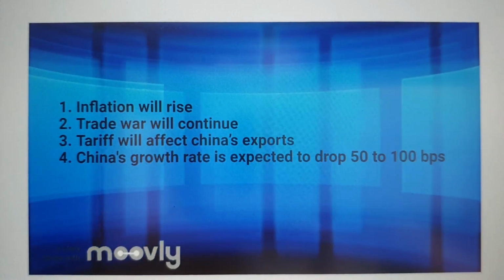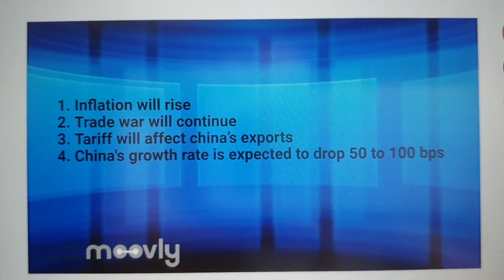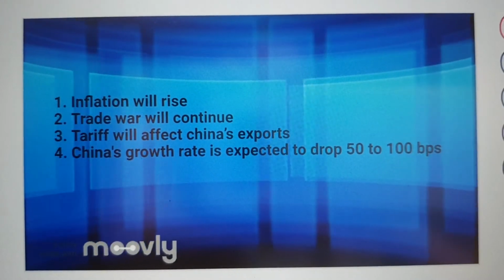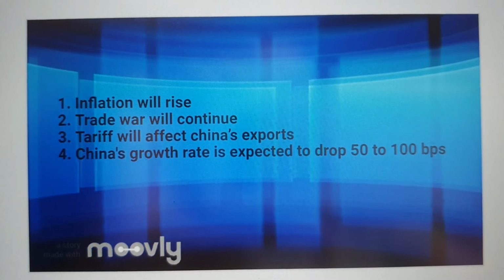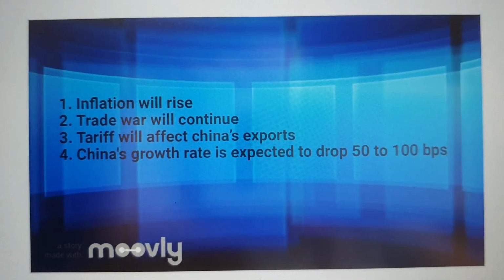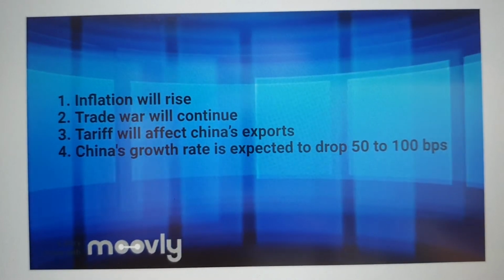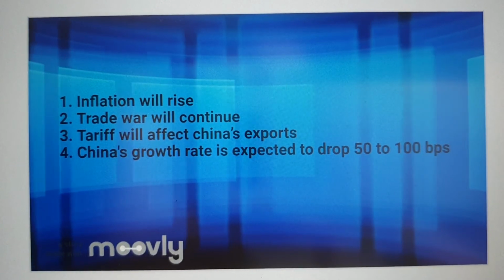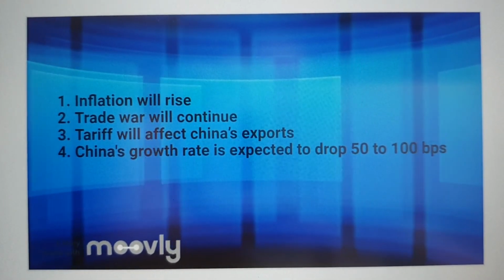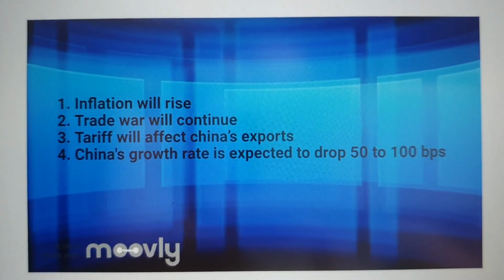Inflation will rise and the trade war between China and the US is expected to continue. The tariff imposed will definitely affect China's exports, especially in the manufacturing sector. China's growth rate is expected to drop from 50 to 100 points, but will still remain relatively high. This also means that overall output is expected to fall, hence affecting its GDP. China will still perform way better at 6.2% than the world average growth rate of 3.3%.